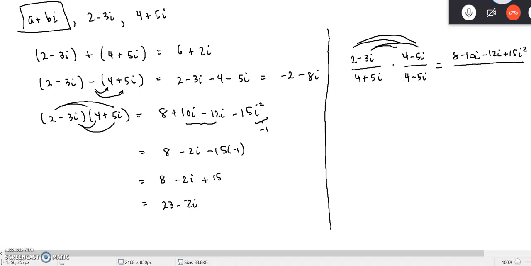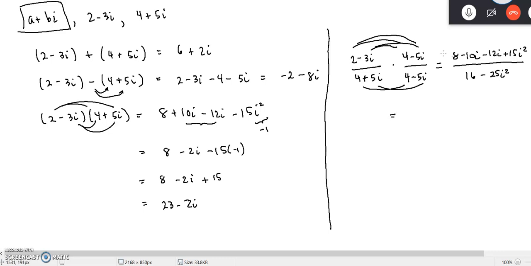The bottom you can FOIL out, but the two middle terms are going to cancel out, which is what we want. So you really just have the first and the last, because it's the difference of two squares. So we're going to get 16 minus 25i squared. Okay, and then you're going to have 20 plus 20i minus 20i. If you want to write that out, it's always going to cancel out.